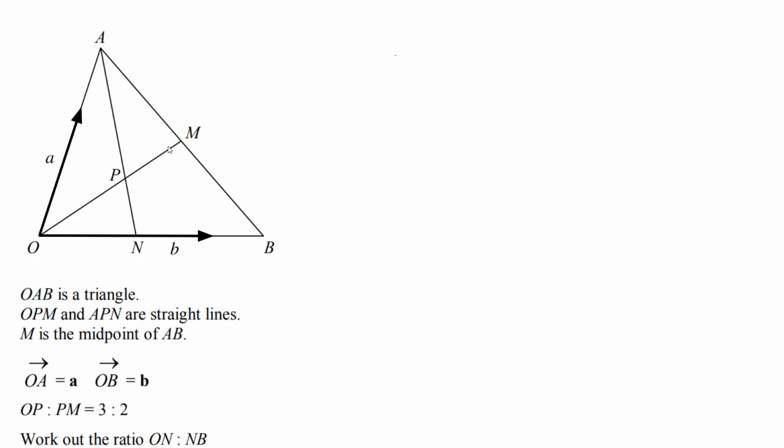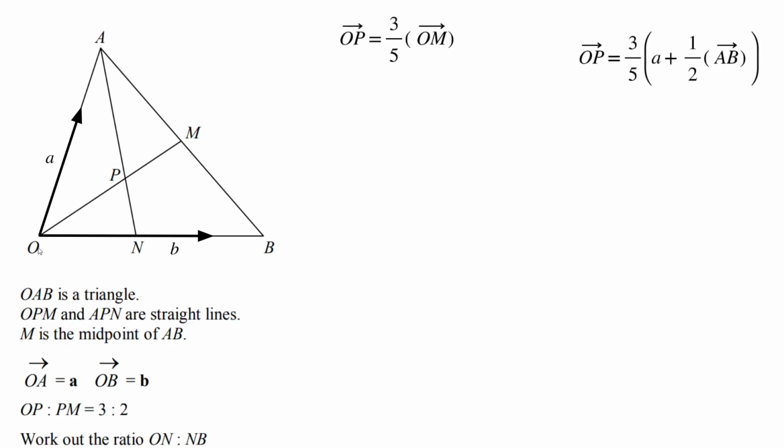Okay, O to M. We can figure out O to M, because we need to figure out first how to get from O to A and then A to M. We know O to A, so how do you get from A to M? Well, A to M is a half of A to B, and A to B is minus A plus B.